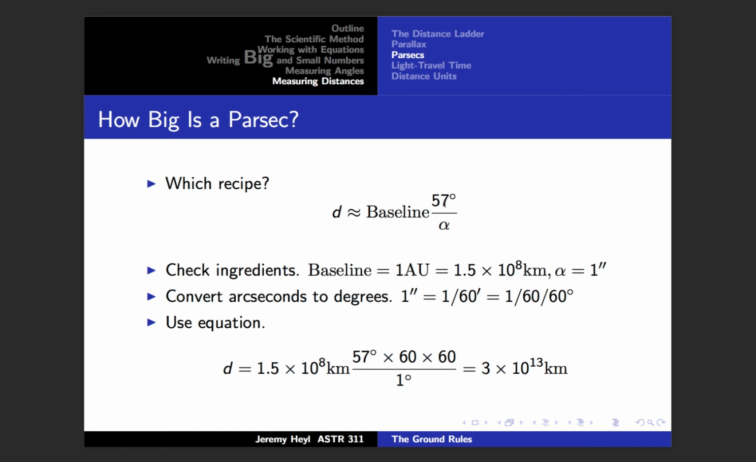So we have 57 degrees, and we multiply everything out, and we get 3 times 10 to the 13 kilometers, or 30 trillion kilometers is 1 parsec. And the nearest stars are just more than a parsec away, maybe 1 1/4, 1.5 parsecs.